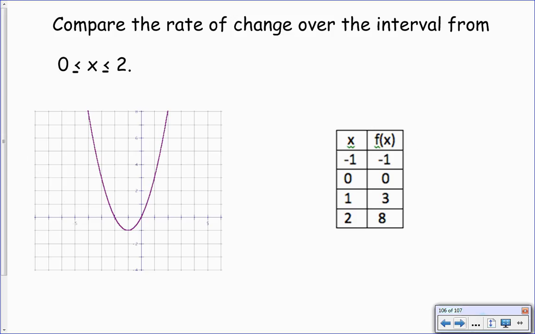All right, for the next example, we're told to compare the rate of change over the interval from 0 to 2. So this time, we just want to look at the rate of change. And if you remember from linears, we're going to ignore negatives. Remember, it just wants to know which one is changing at a faster pace. So that negative just means, okay, I'm going up or I'm going down. It doesn't really tell me how fast I'm changing.